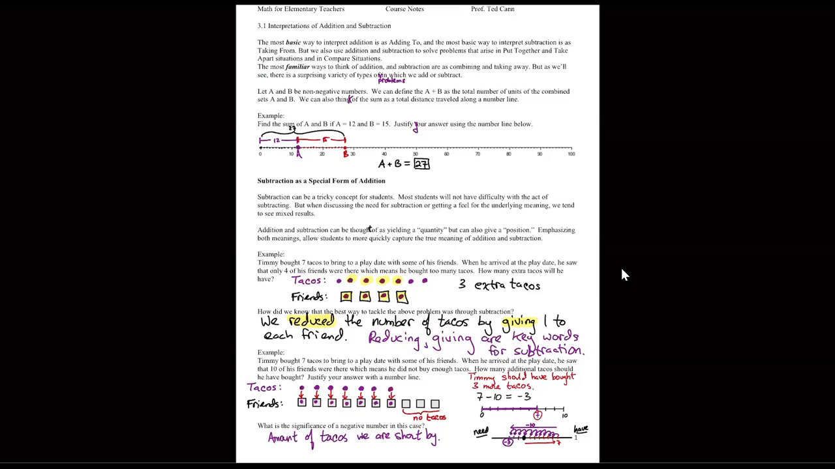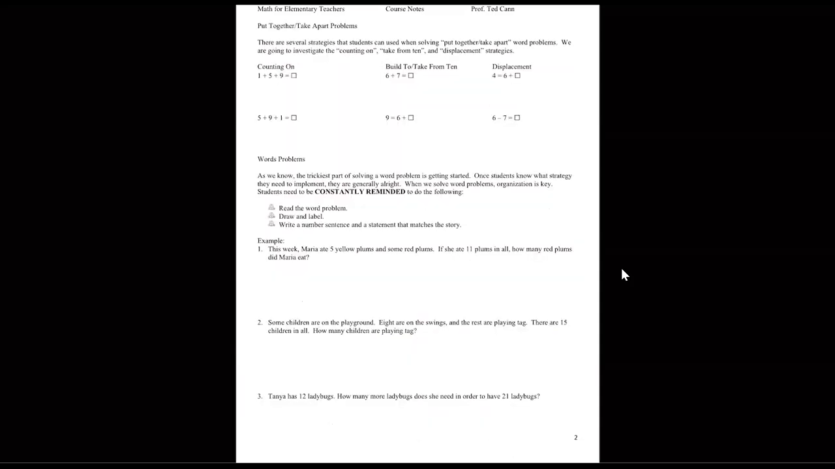All right. So next page, we'll tackle some putting together and taking apart problems, and then a couple of word problems, and then that'll be it for tonight.